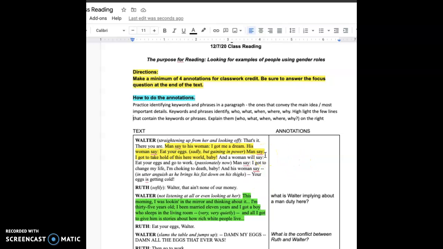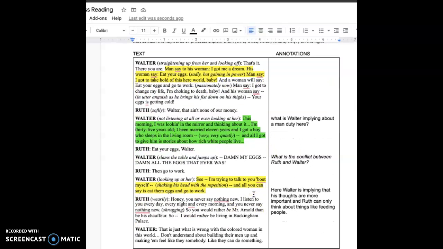You'll notice in our text, we'll have kind of a double entry situation. The play is on the left-hand side, the annotations go on the right. I'm going to start with my first annotation over here, and I'm going to think through the actual who, what, when, where strategy with you.